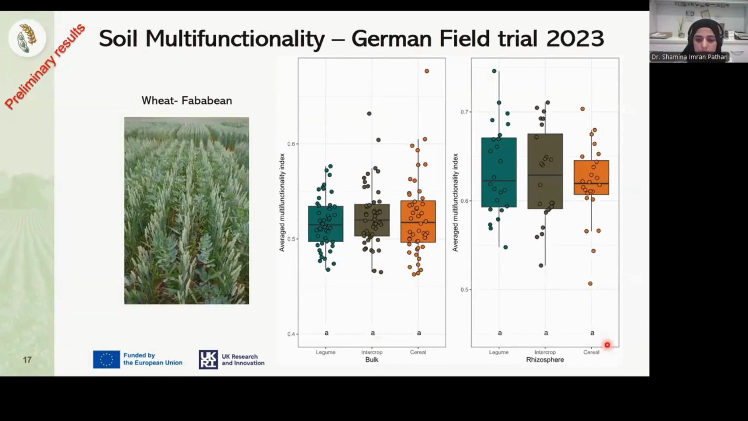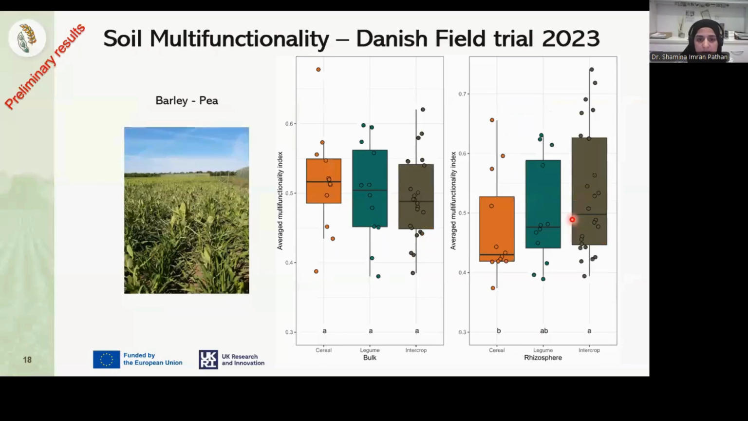We also found in a German field trial that there is no significant impact, but it's not decreasing the multifunctionality. The level is the same. This is a short-term trial. So we are assuming that if this kind of cropping system goes on, we might have a higher chance of increasing the soil multifunctionality in this system. And again, we also found similar results in our Danish field trial.